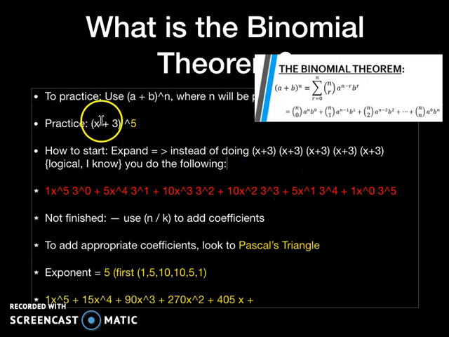And your b, which is your 3, positive 3, is going to count up to 5. And you always include 0 as your first counting number. So it's going to be 3 to the 0, 3 to the 1, 3 to the 2, 3 to the 3, 3 to the 4, and 3 to the 5. Simple. Okay, so you got that.